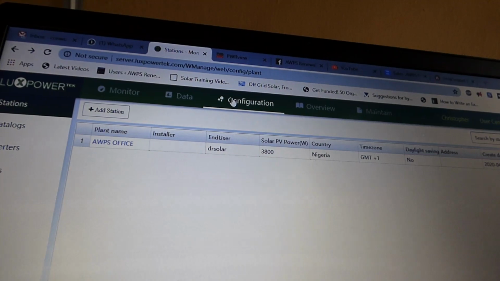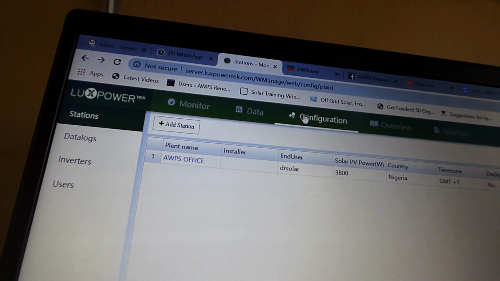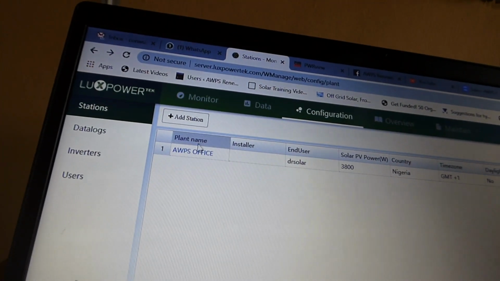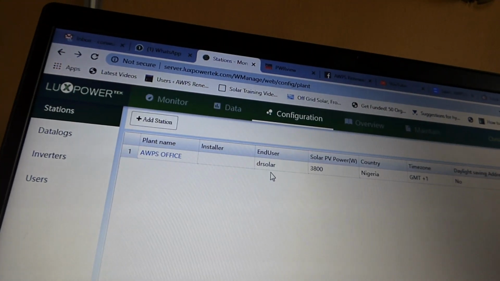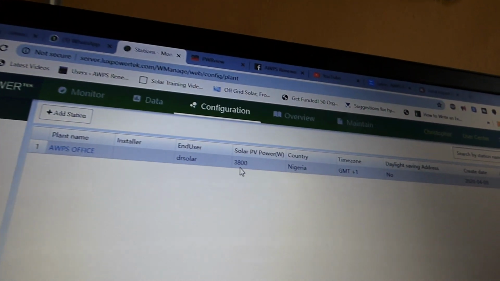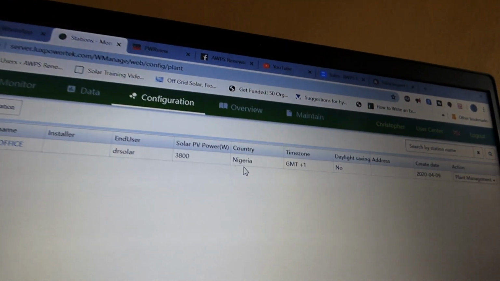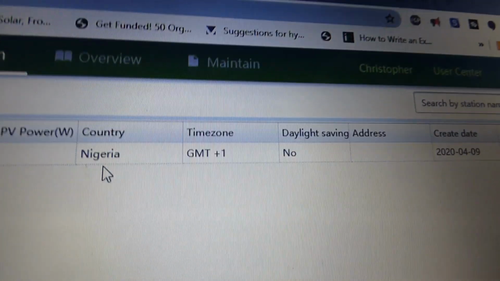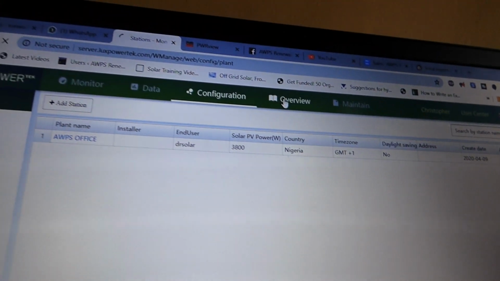Configuration, this is the settings. This particular plant is AWPS Office, Dr. Sola, which is me, PV power 3800, country Nigeria, GMT plus one, and we created this on April 9th. Then here's an overview.